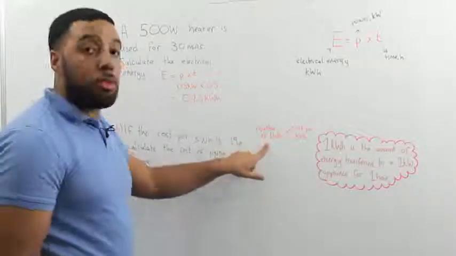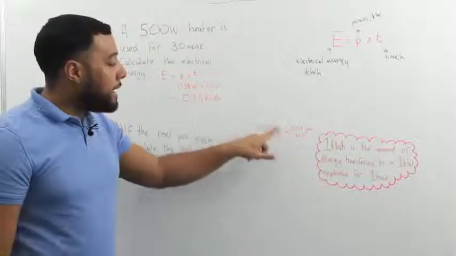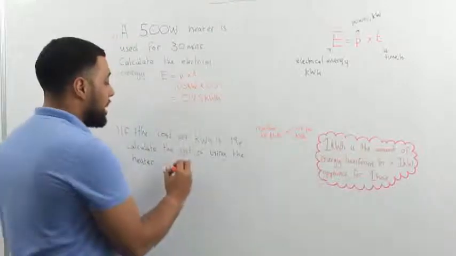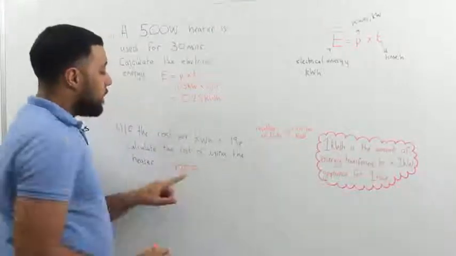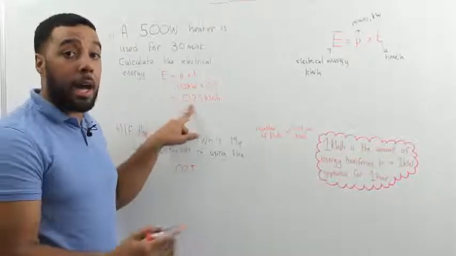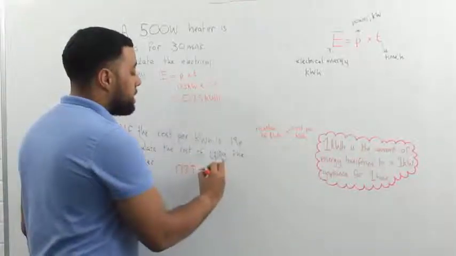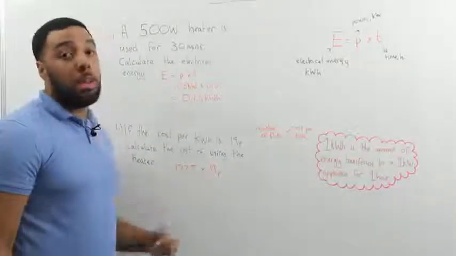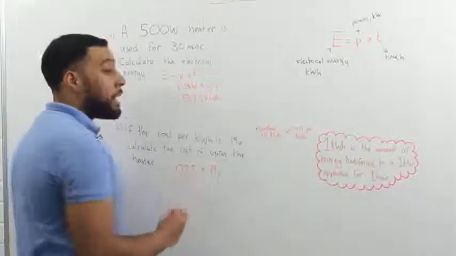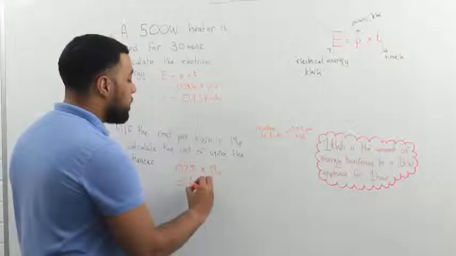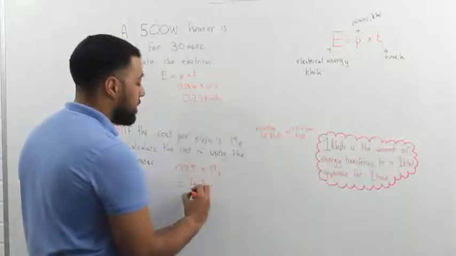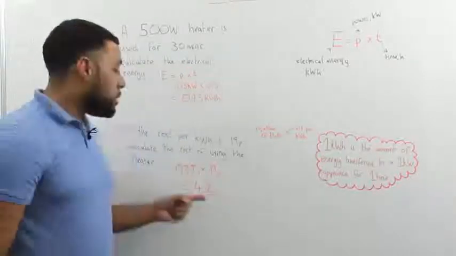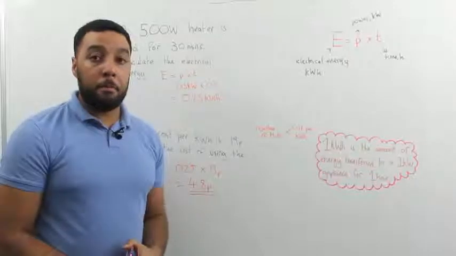Well, remember, electrical companies will figure out how many kilowatt hours you've used and just times it by the cost per kilowatt hour. So that's 0.25, because that's how many kilowatt hours I used, and times it by 19 pence, because that's the cost per kilowatt hour. If I put that into my calculator, I will get a reading of 4.8 pence. And what the electrical company would probably do is round that up to 5p.